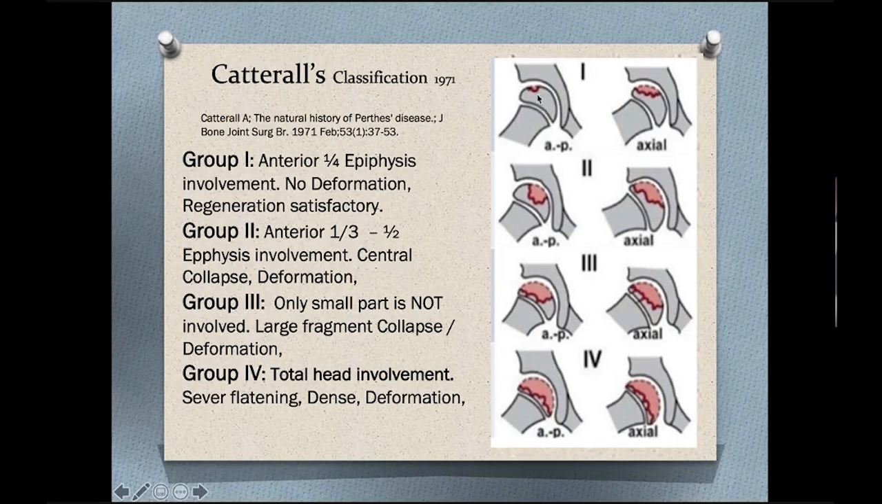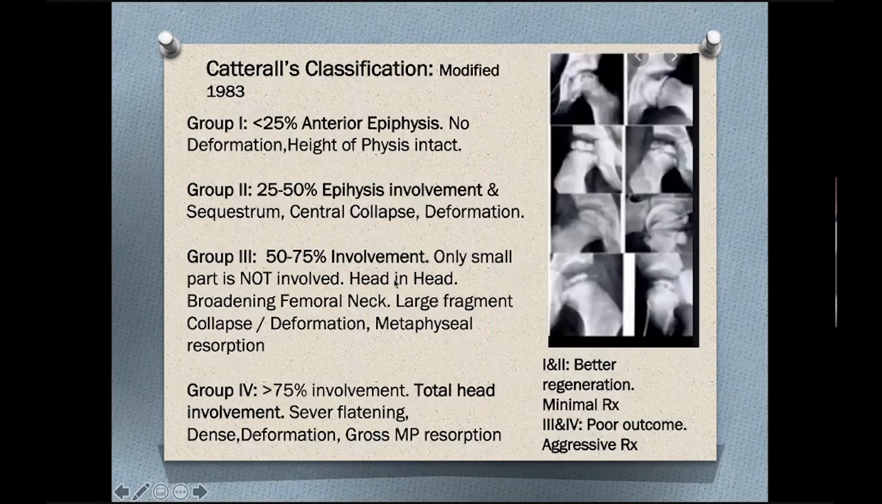So it depends on the area of involvement, with the addition of metaphyseal cyst and epiphyseal cyst formation, which were added in 1983. If you see anterior epiphyseal 1/4 and no deformation, anterior less than half, central collapse. When there is a central collapse, then it is group 2. But when more than 3/4 is involved, it is group 3. And when we go to the next details, the 1983 classification shows the same percentages of 25 to 50, more than 50 to 75, and 75%, but some additional findings were added in 1983.